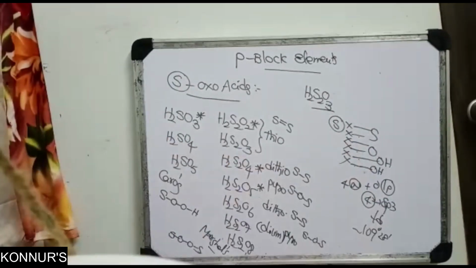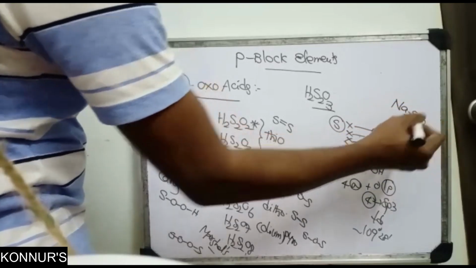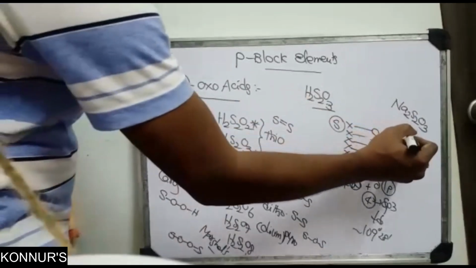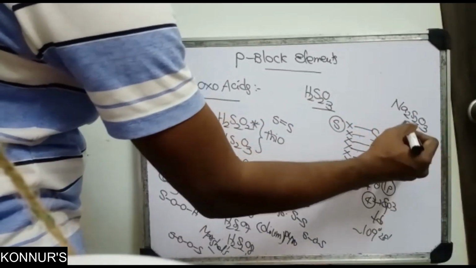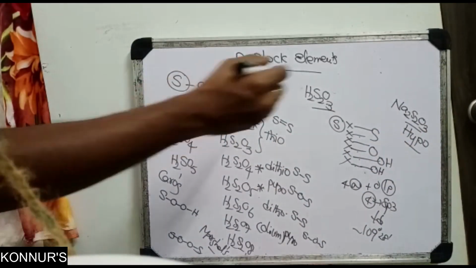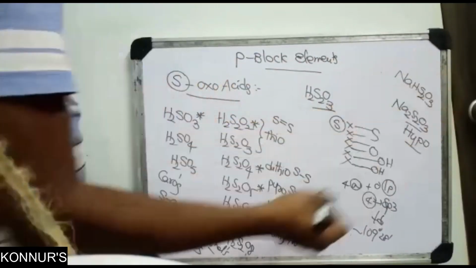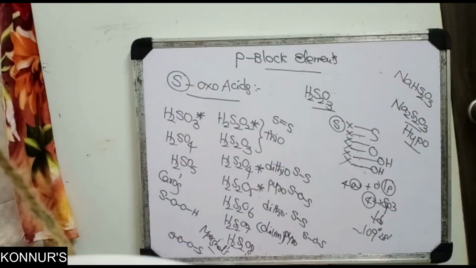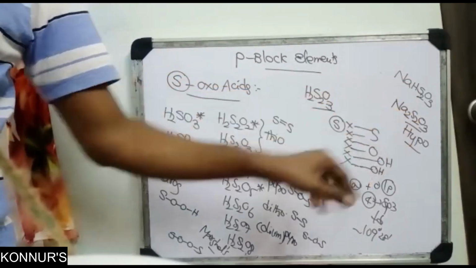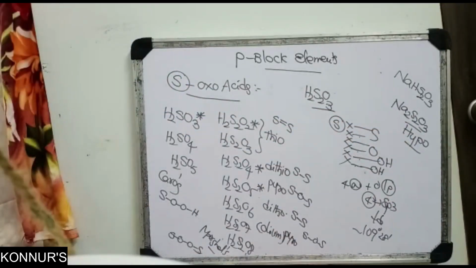So the same structure. Two salts you are getting. One is Na2S2O3, which is called sodium thiosulfate. The famous name is hypo. Another salt is NaHS2O3, which is sodium hydrogen thiosulfate. This one is sodium thiosulfate, and the famous name is hypo.